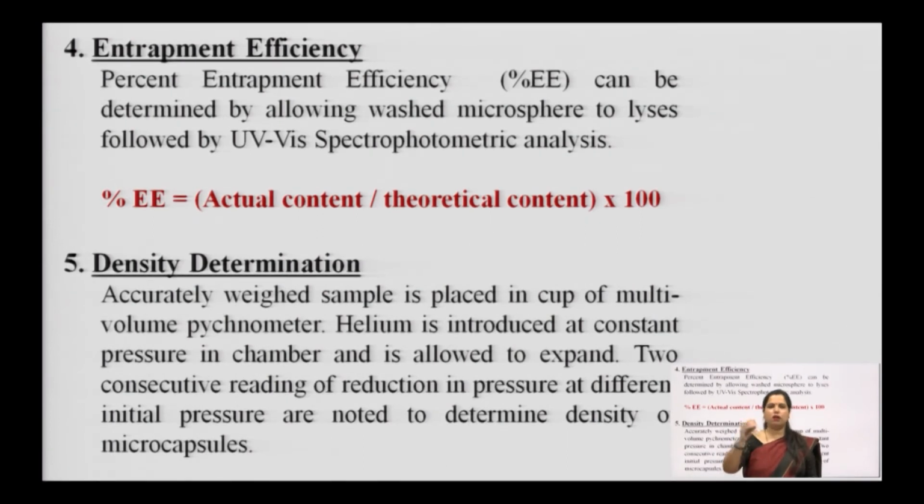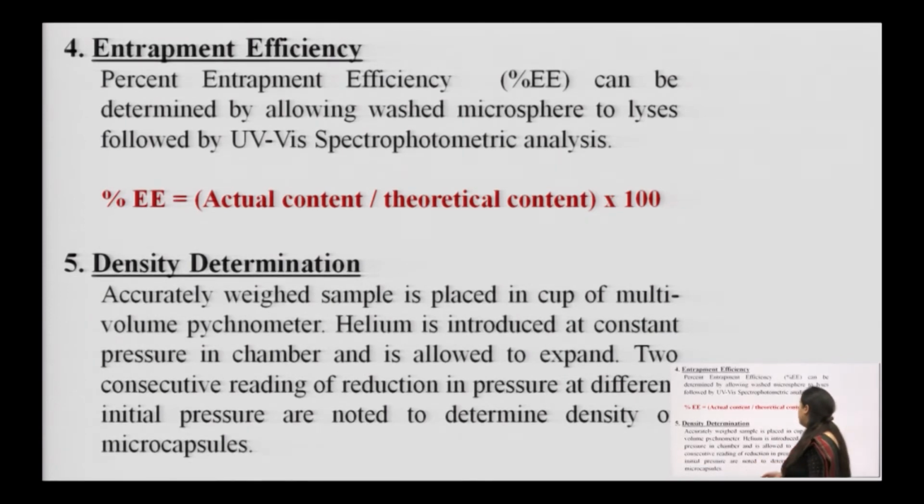Initially you have added 100 mg of the drug of which you are making microsphere in the system during manufacturing. So, this is how you can calculate entrapment efficiency. Against the theoretical yield, you will get the percentage of drug entrapped within the polymer system. So, next is your density determination.